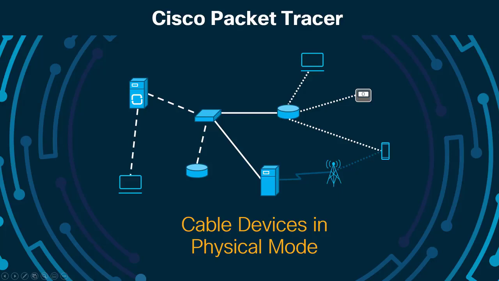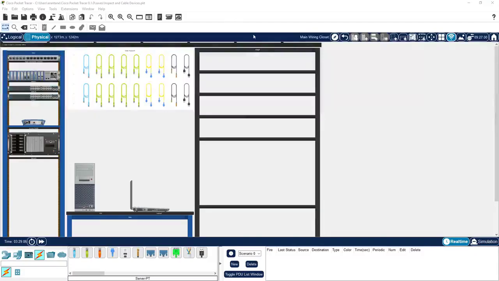Welcome to Cisco Packet Tracer, Cable Devices, and Physical Mode. Let's take a look at some of the cabling features in Packet Tracer Physical Mode. I'm going to zoom in so you can better see the devices.